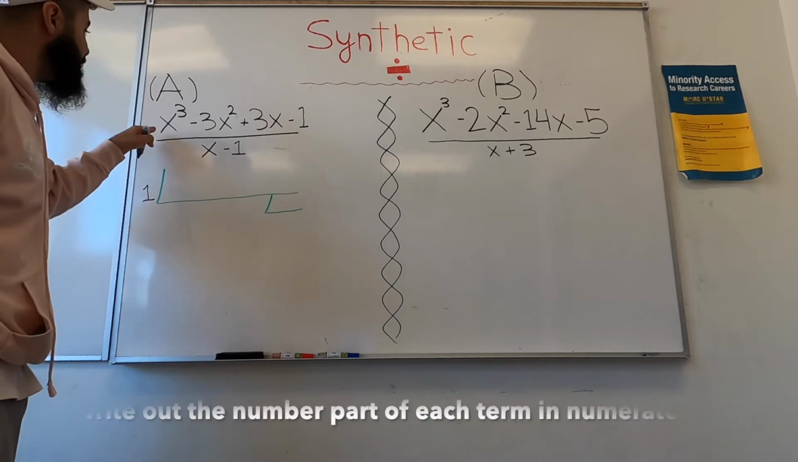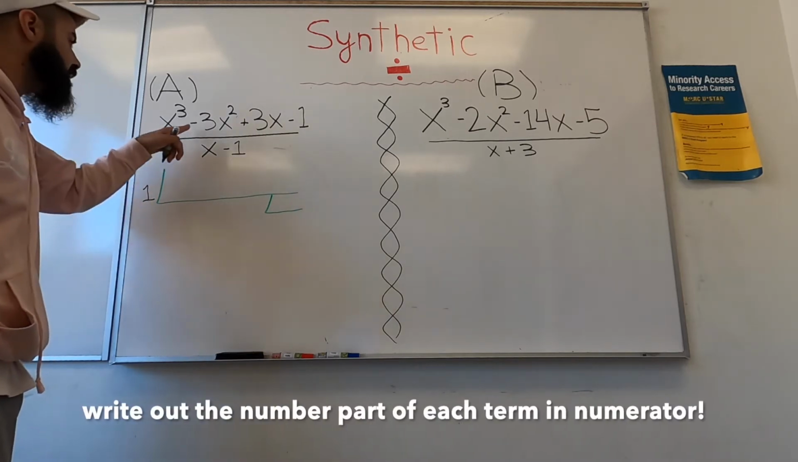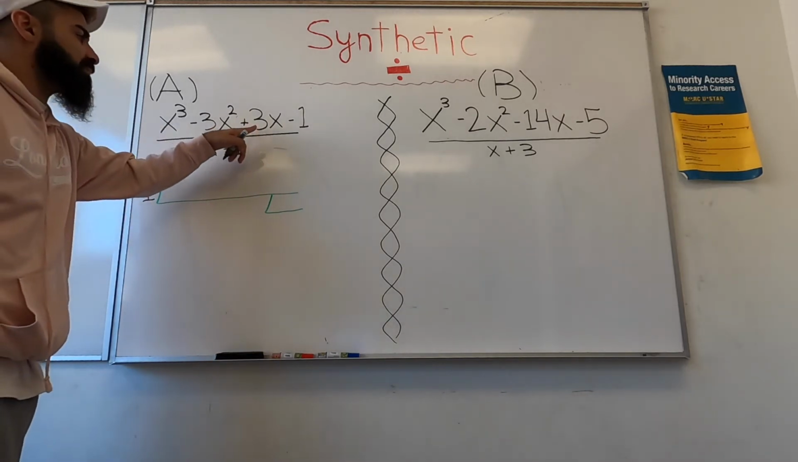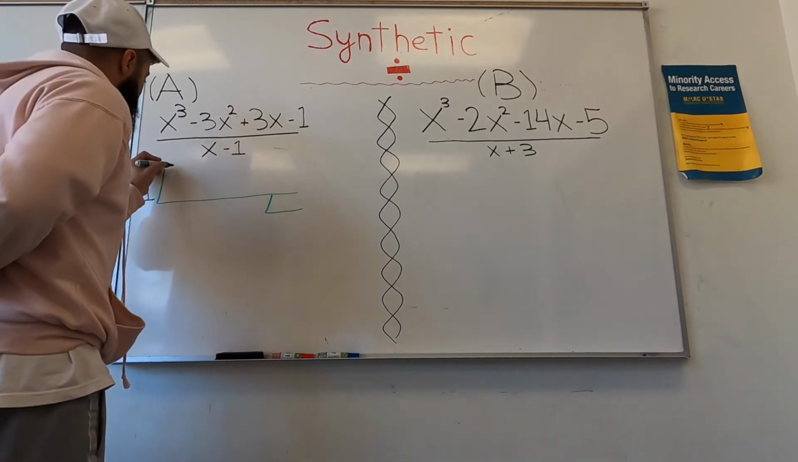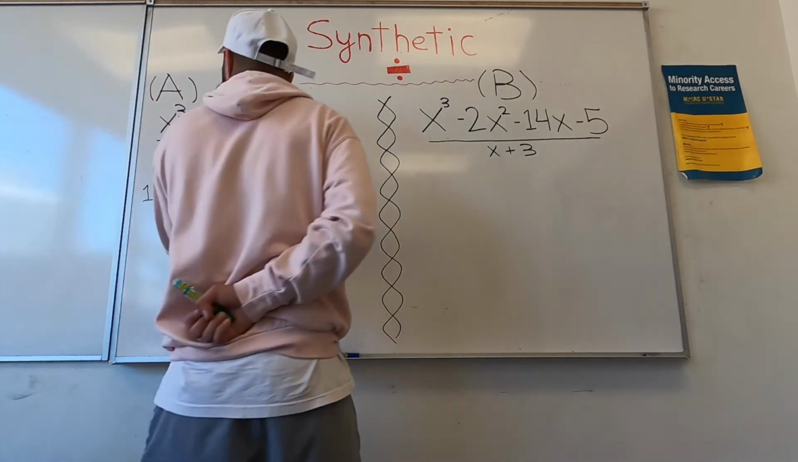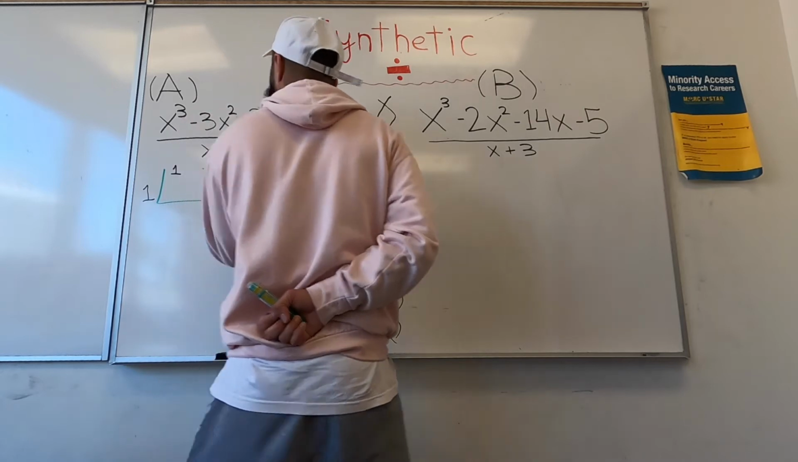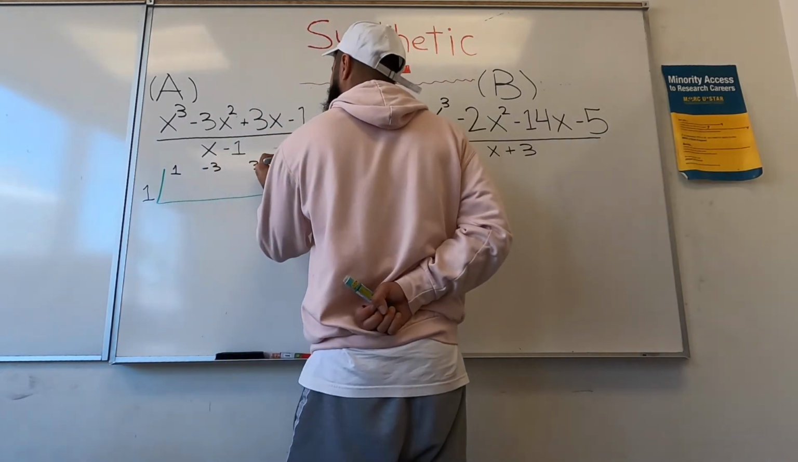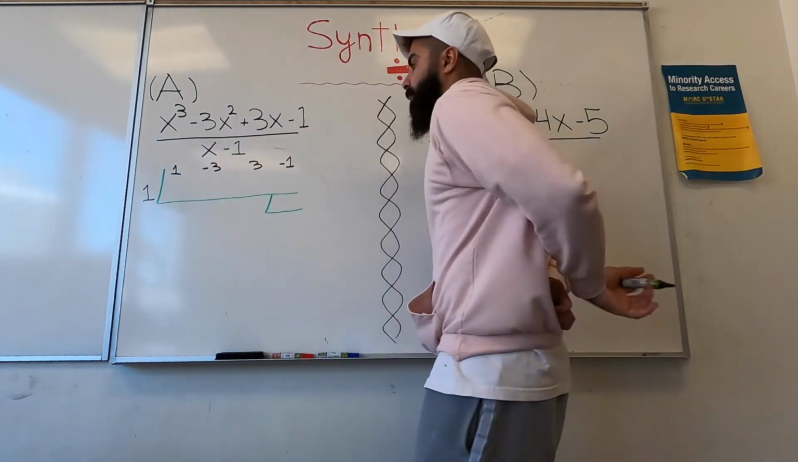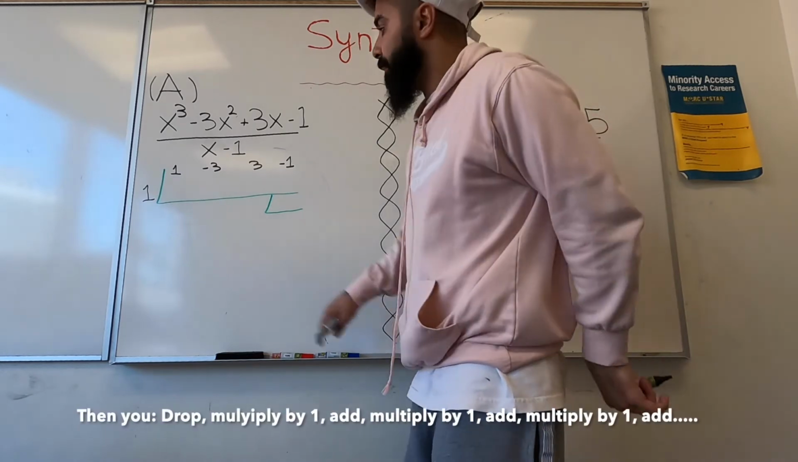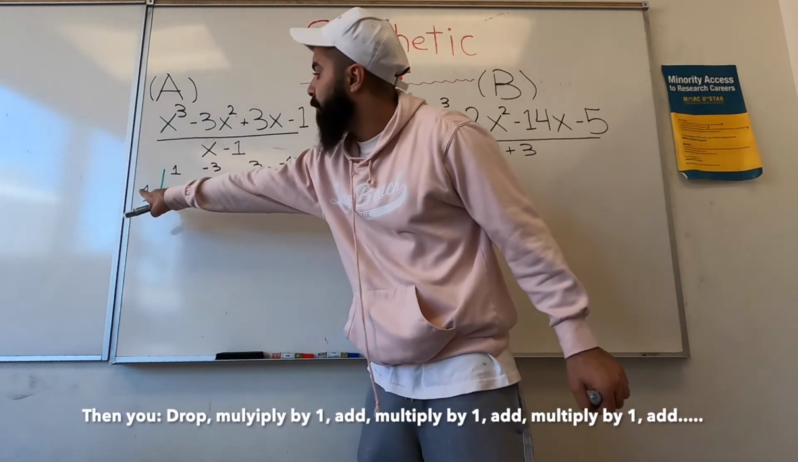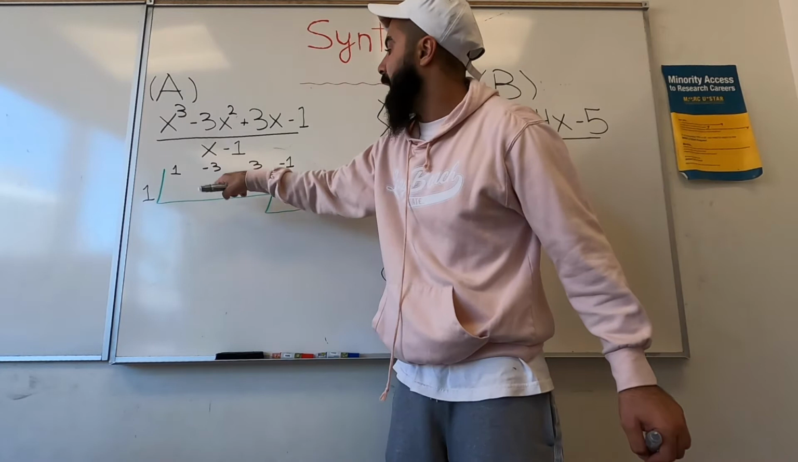And then you take the coefficients. So we have 1, -3, +3, -1. So 1, -3, 3, and -1. So it's a little system. You drop the number down, multiply it by that, add it to that, and so on.